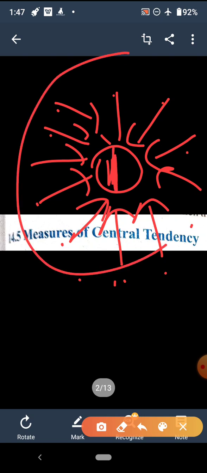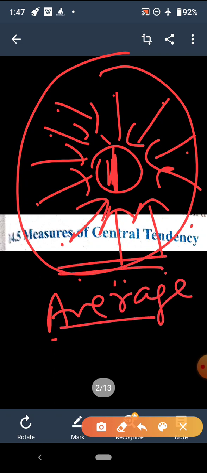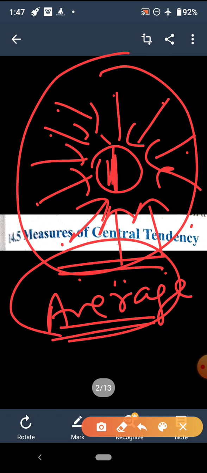So measure of central tendency means there should be one figure around which all figures revolve. Measure of central tendency will give you one figure, and around this one figure all the data will revolve. That one figure is known as the average. Measure of central tendency is also known as average, and this average value makes some sense and adds to the meaning. There are 3 kinds of averages.